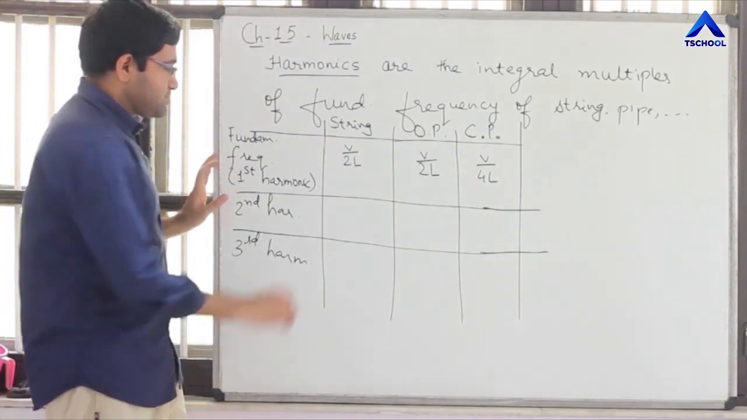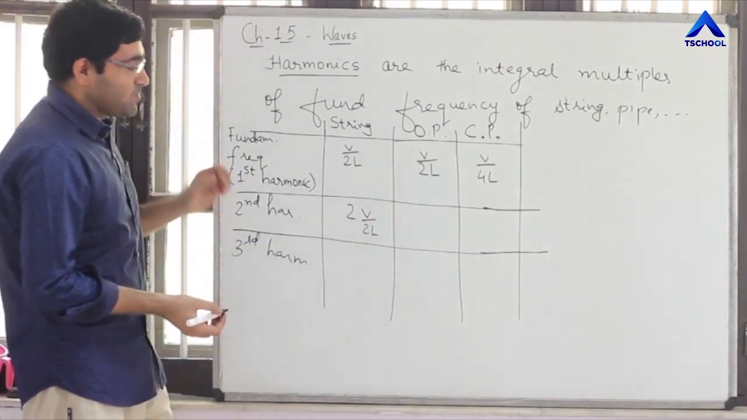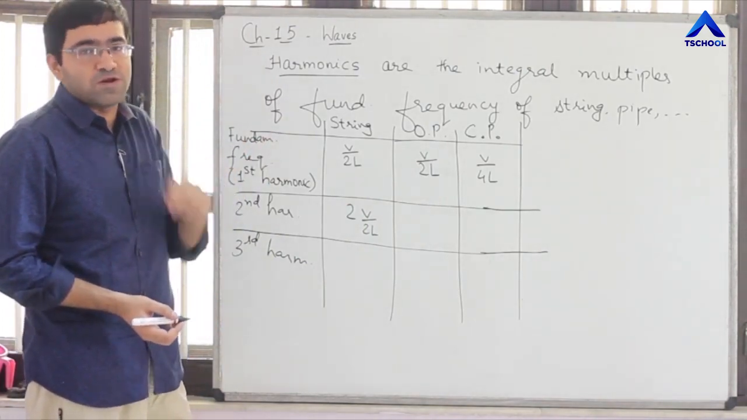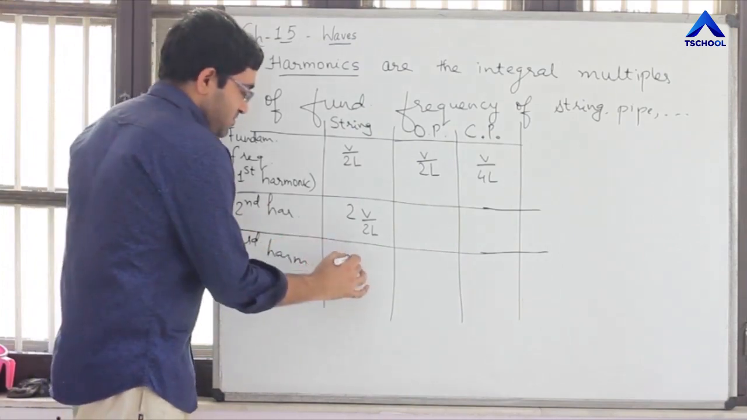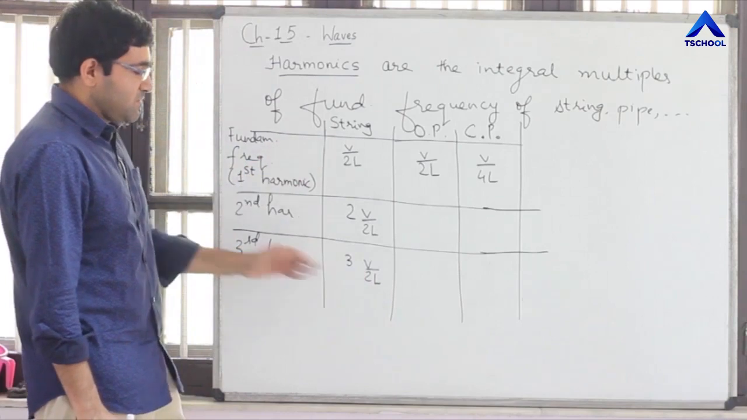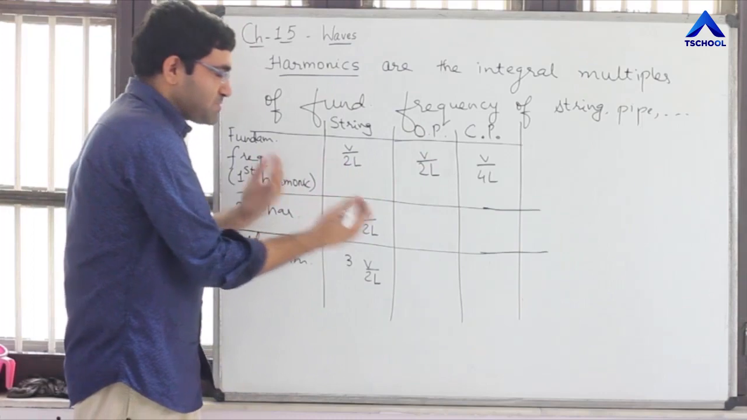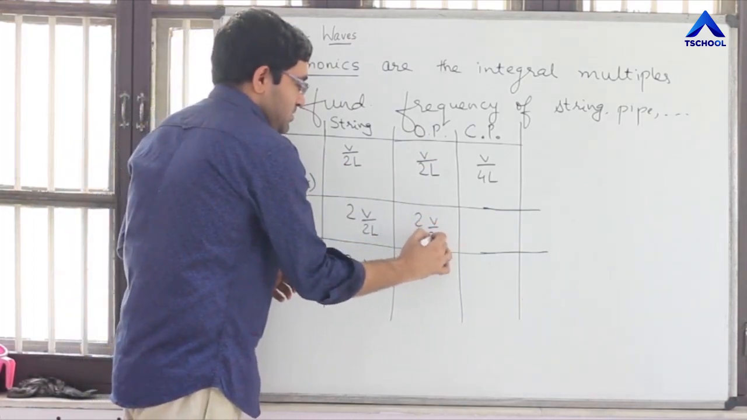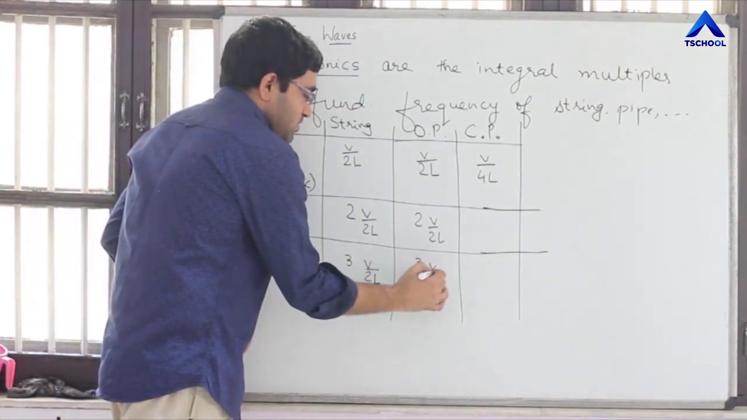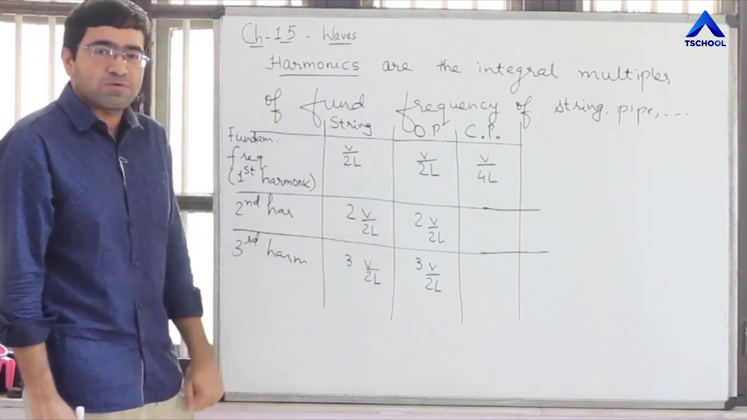Second harmonic is going to be 2V by 2L. Again, second harmonic itself means second multiple of the fundamental frequency. Third harmonic means third multiple, that is 3 times the fundamental frequency, so it is 3V by 2L. Remember, we are talking about the string. But for an open pipe there is absolutely no change here, because again this into 2 is 2V by 2L, this into 3 is 3V by 2L. But obviously for a closed pipe it's going to be different.